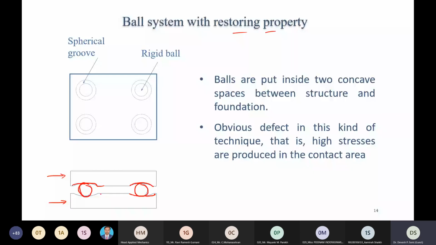Now, the main disadvantage of this type of system is that the spherical ball has point contact with the rolling surface. And because of that, there is a high concentration of stresses in some particular region. So this is one of the disadvantages of rolling type system. So as we have discussed over here, balls are put inside two concave spaces between structure and foundation. And the obvious defect in this kind of technique is that high stresses are produced in the contact area. However, the ball type isolation system is used in protecting special equipment, right? Okay.